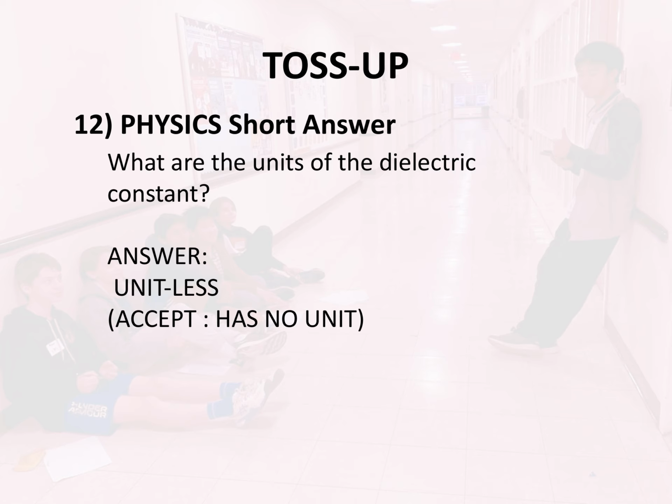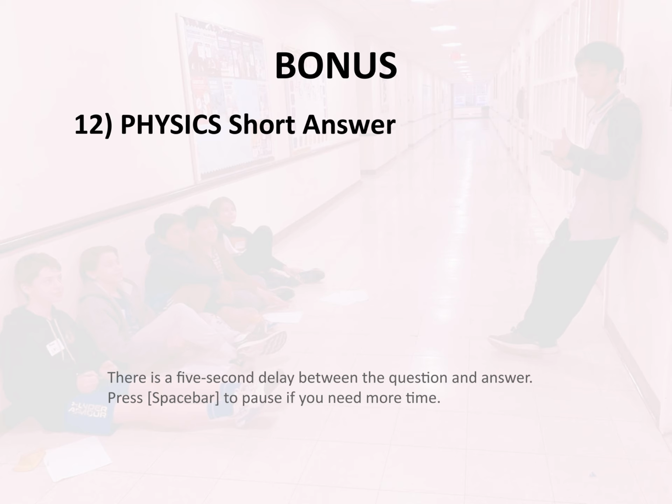Bonus 12. Physics. Short answer. A parallel plate capacitor has an area of 2 square meters and plate separation of 1 millimeter. If the electric field between the plates is 10 volts per meter, and given 9 times 10 to the power of negative 12 coulombs squared over newton meter squared is epsilon, providing your answer in scientific notation with one significant figure, what is the energy in joules stored by the capacitor? Answer: 9 times 10 to the power of negative 13.